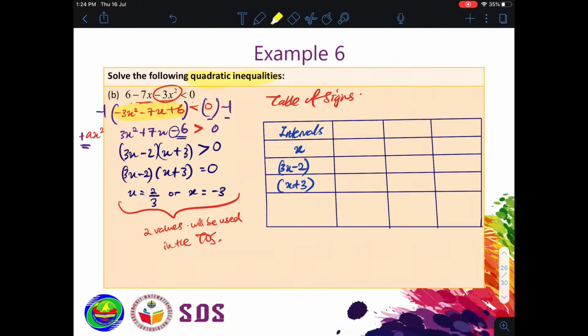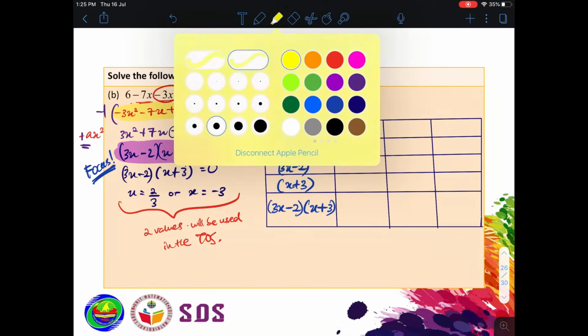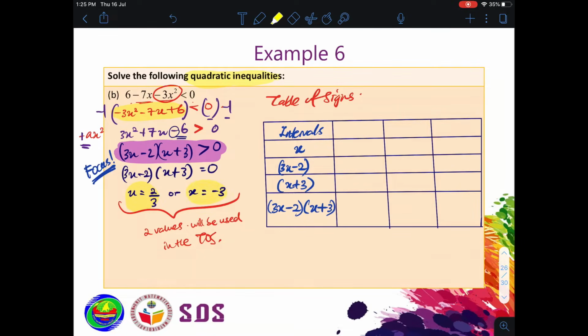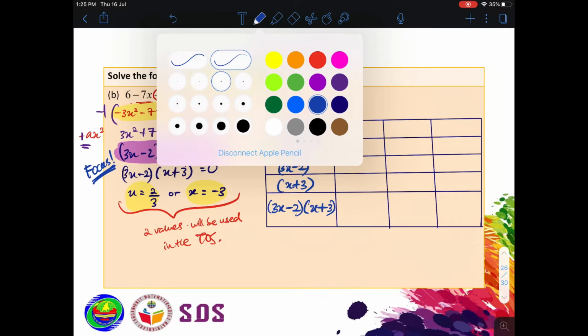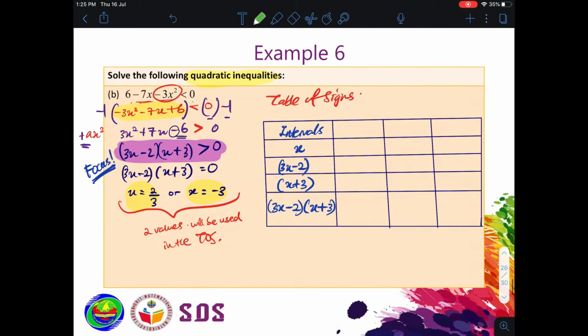Your focus, please, I will highlight this. I want you to only focus on this equation. Let me write it down. And then the last part, you're going to have 3x minus 2 times x plus 3, a multiplication of both factors. Now when you already have two values of x and you want to put them in the table, you're going to put the values of x in ascending order, which is negative 3 in front, 2 over 3 at the back.